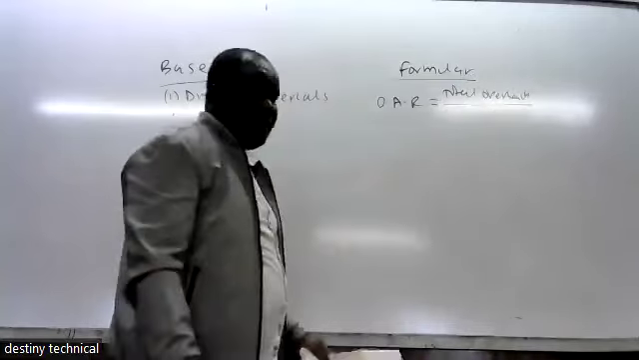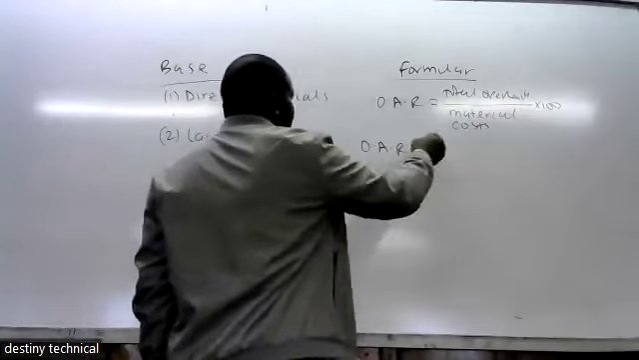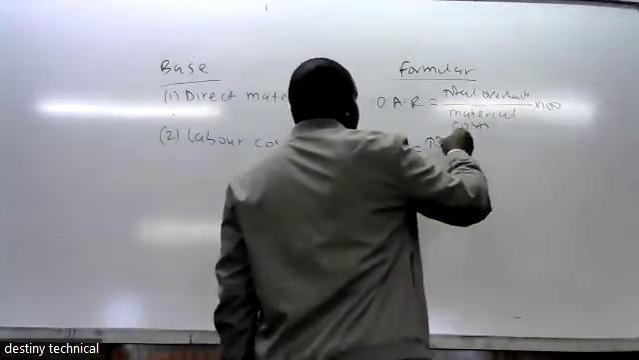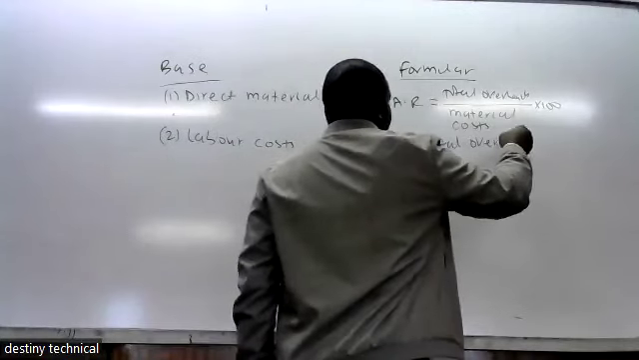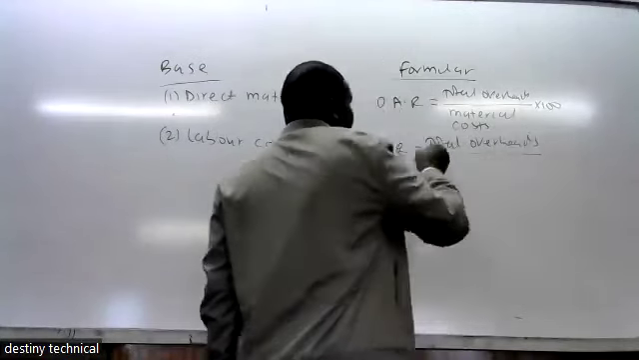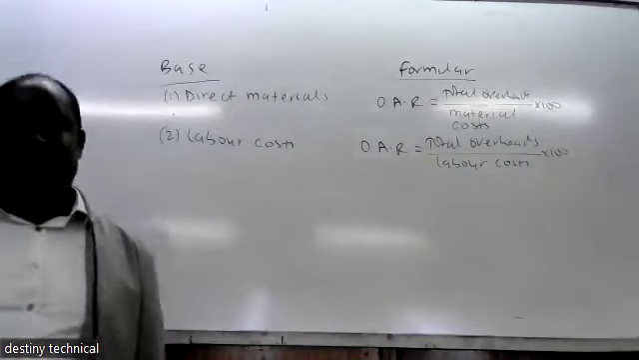The next one will be labor costs. Number 2 should be the labor costs. So for the labor cost, the overheads absorption rate will be given by the total overheads divided by the labor costs, then we express it as a percentage.